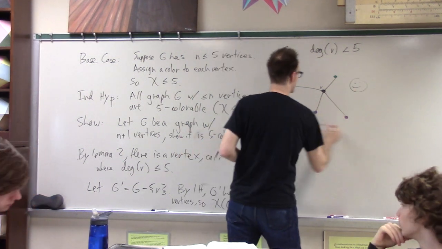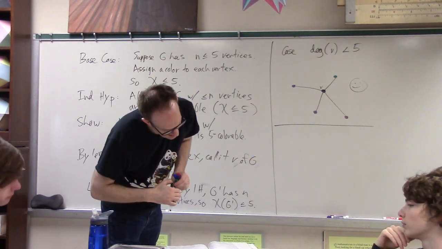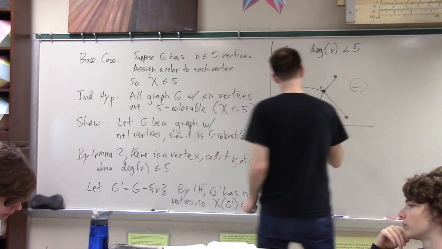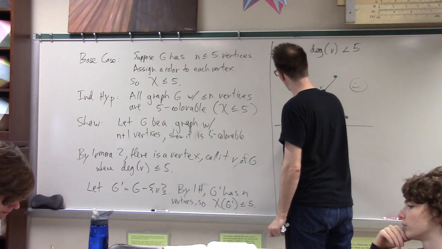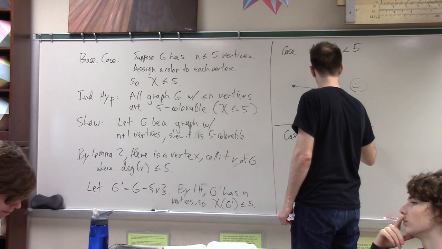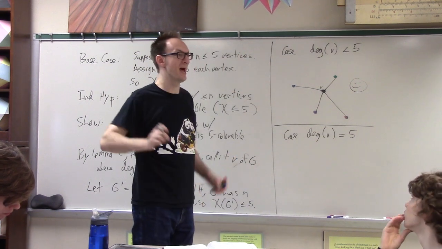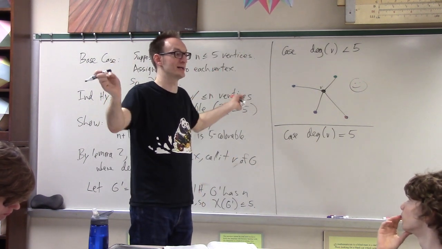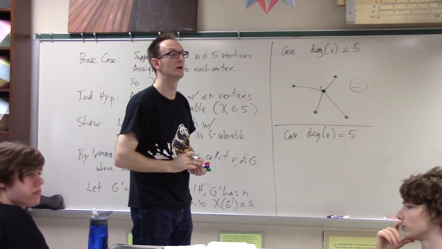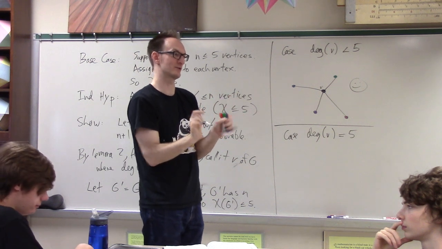All right. So that case was a little bit silly. So where does it get hard? It gets hard if the degree of V is equal to 5. Case: the degree of V actually is 5. So now V has 5 friends, and so I don't have a color free to just assign to V. I might. I don't obviously have a free color to assign to V.